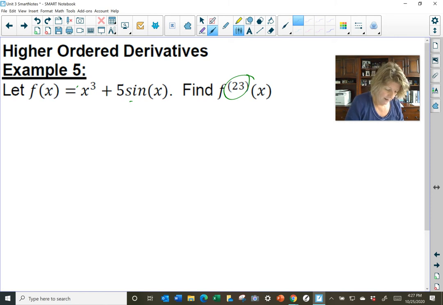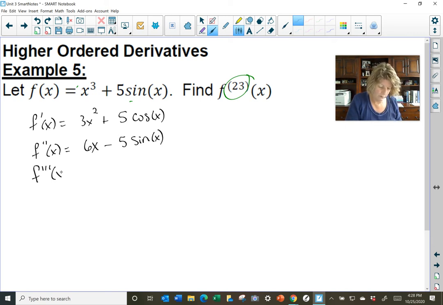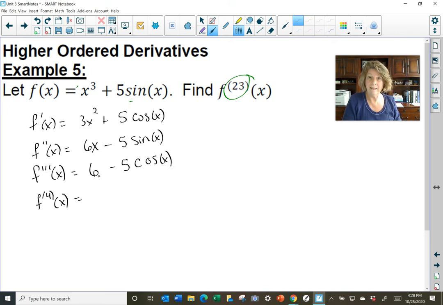This will be fun. f prime of x is 3x squared plus 5 cosine of x. Take another derivative. f double prime of x would equal 6x minus 5 sine of x. Take another derivative. We're on to the third derivative. Got a ways to go till we get to 23. We get 6 minus, derivative of sine is positive cosine, so I have minus 5 cosine of x. Take another derivative. We're on the 4th derivative. Ooh, it did tap out. That went to 0. That's not going to be a player anymore, is it?